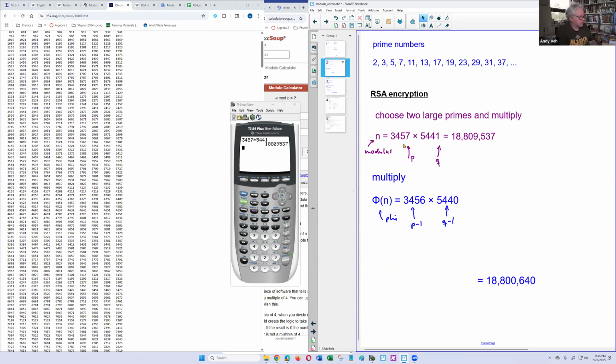And I get back to the modular arithmetic here very soon. Then the next thing to do is multiply these 2 numbers. And you see the relation between these here. So 3,456, which is 1 less. So subtract 1. Multiply by 5440. There we go, enter, and that's this result here.